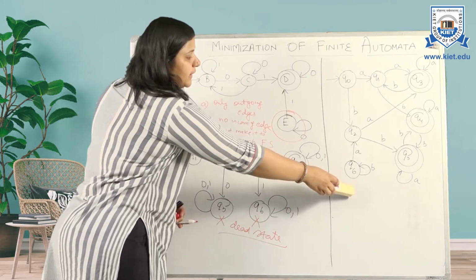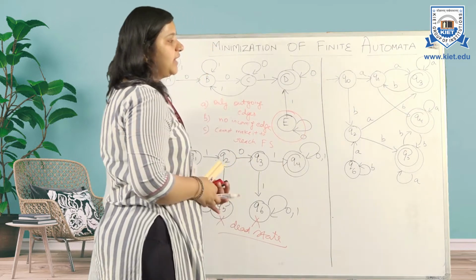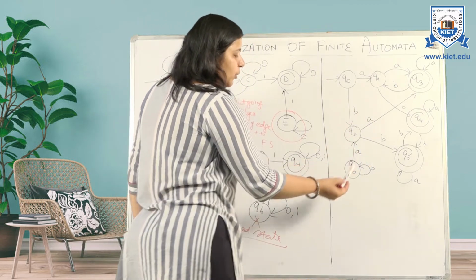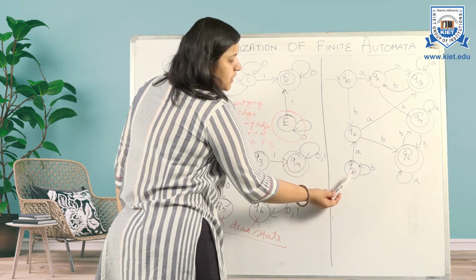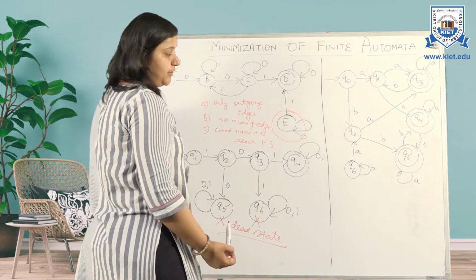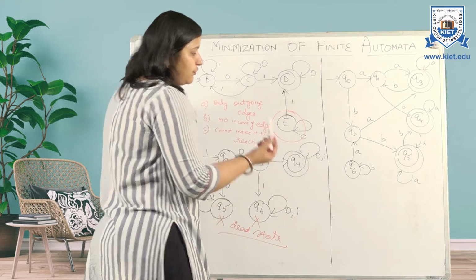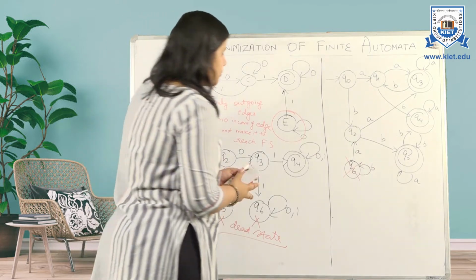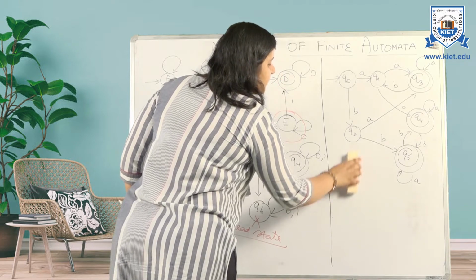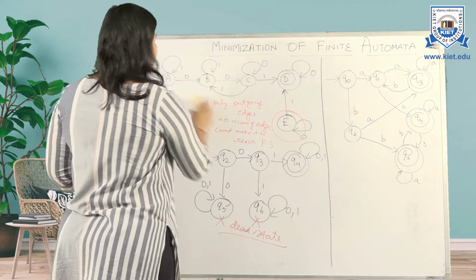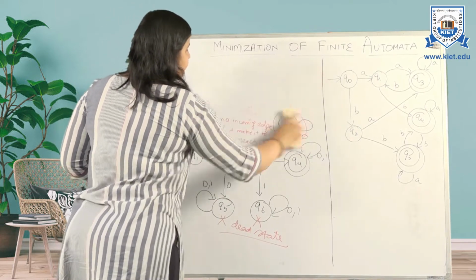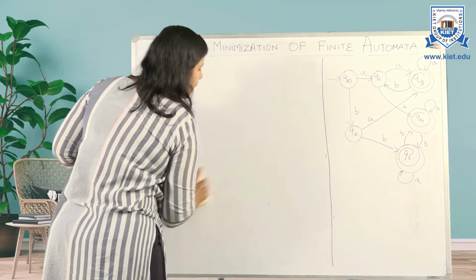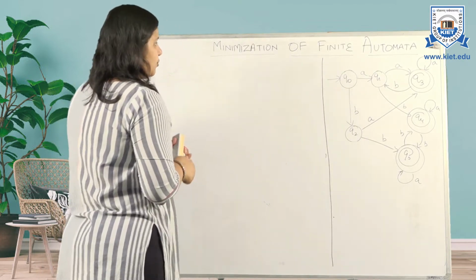We will minimize this automaton. First of all, we need to identify the unreachable state. Going through the diagram, only Q6 has outgoing edges. There are no incoming edges towards Q6, so Q6 is the unreachable state. We will remove the Q6 state before proceeding to the minimization process. We just need to write that Q6 is the unreachable state, remove it, and then start the minimization process. Before starting, we need to make the transition table of the state diagram.